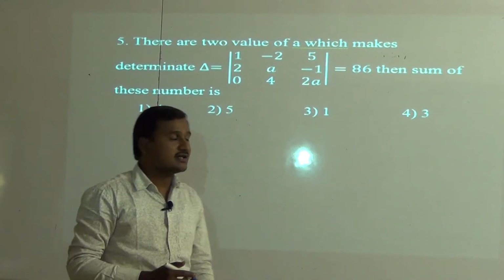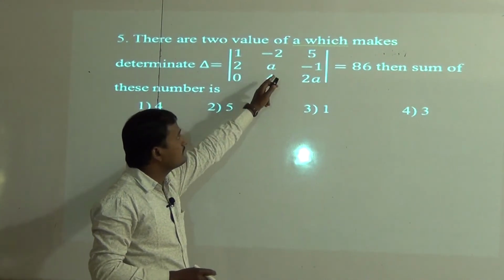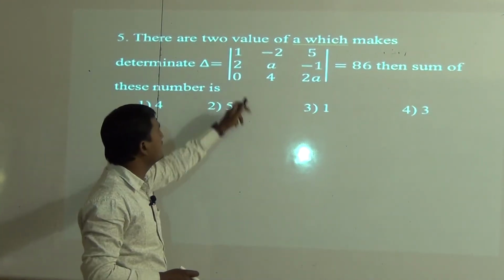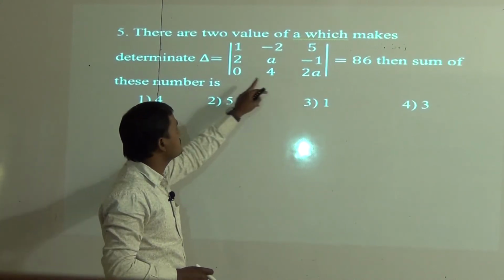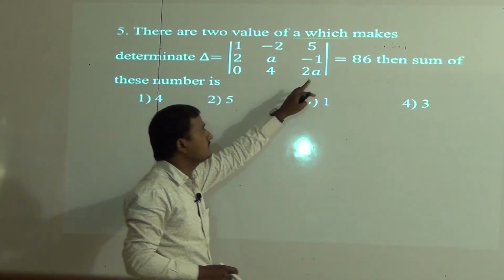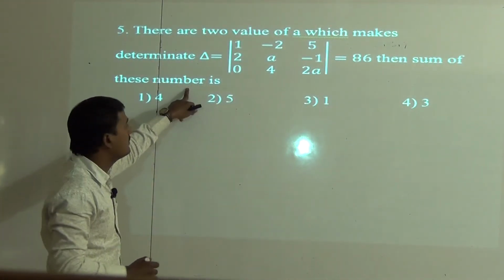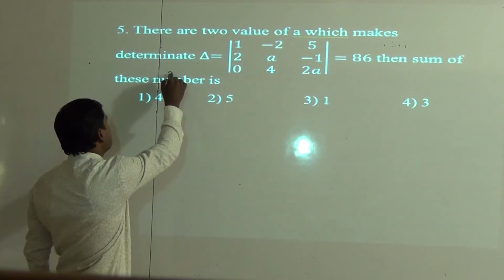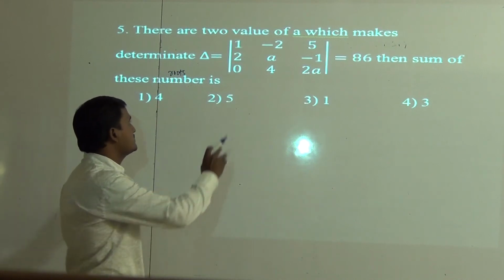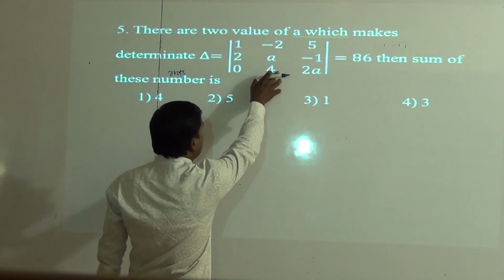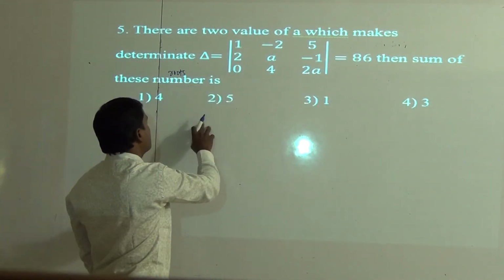Okay, the next question is: there are two values of a which make the determinant with rows 1, minus 2, 5; 2, a, minus 1; 0, 4, 2a equal to 86. Then the sum of these numbers, or the sum of the roots, is what? They have given the value of this determinant as 86. Now we have to solve this determinant.